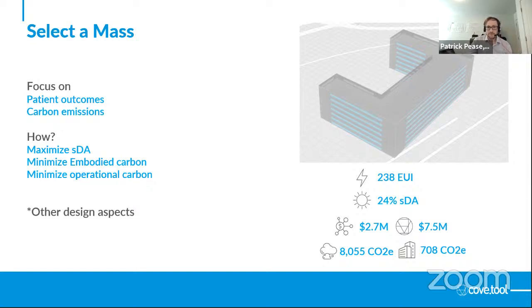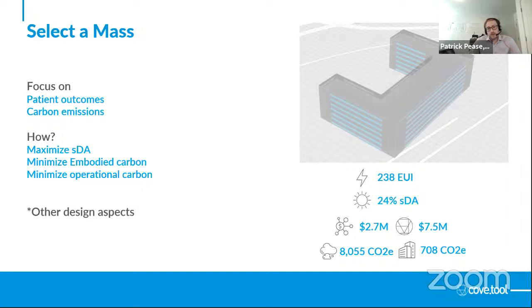So those are my focus metrics, or focus outcomes. And so what I'm going to do is maximize my SDA, because I'm going to equate that to patient well-being, and I'm going to minimize my embodied and operational carbon, because we're going to reduce emissions as much as possible. So to do that, we're going to select option 3, which is this U-shaped building, and we're going to continue our analysis with this.